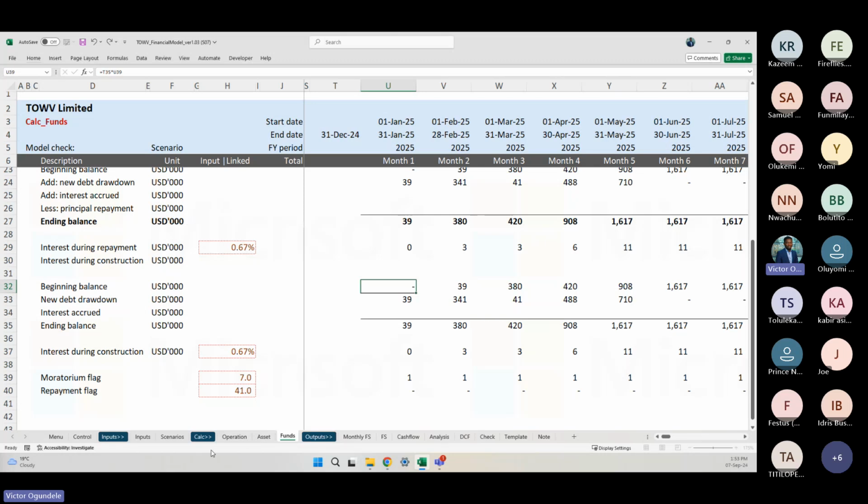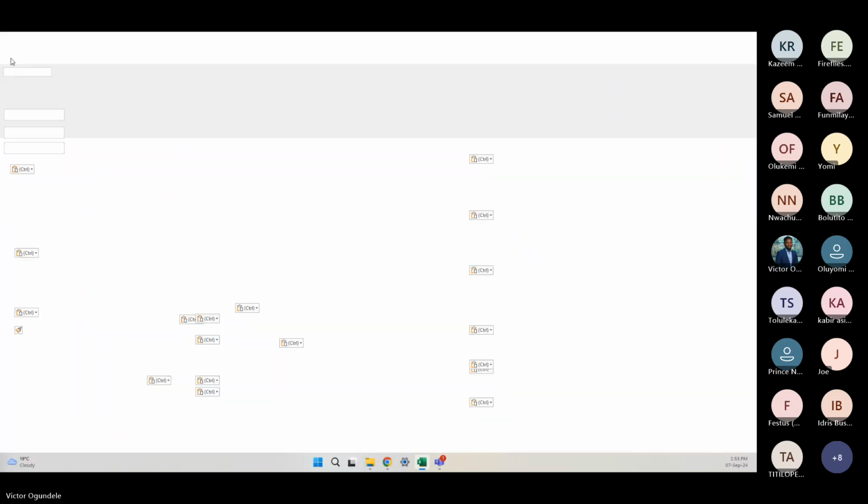Okay, it seems my Excel is hanging. What's happening? It can be funny at times. Sorry guys, my Excel is hanging. What's happening?